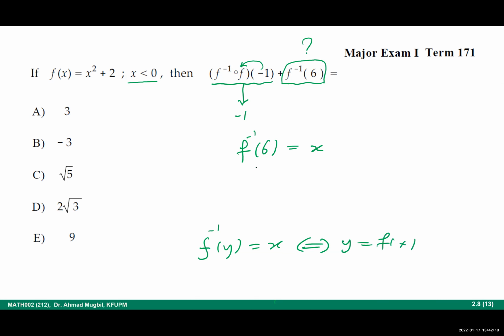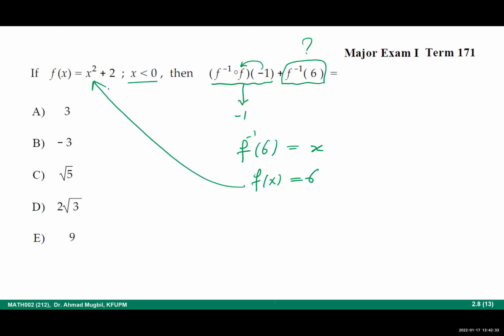So this is equivalent to f of x equals 6, by using the definition of the inverse. Now replace f of x by 6, which is an x value in the inverse, in fact here it is the y value in the function. What is x in the inverse? It is y in the function, and vice versa. So we have 6 equals x squared plus 2, which means that x squared equals what?